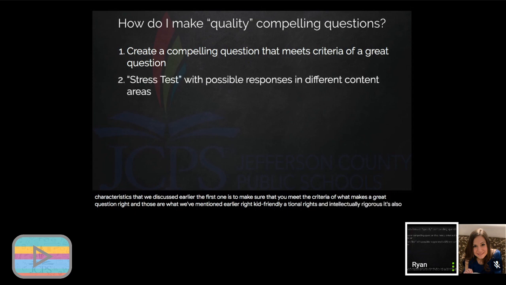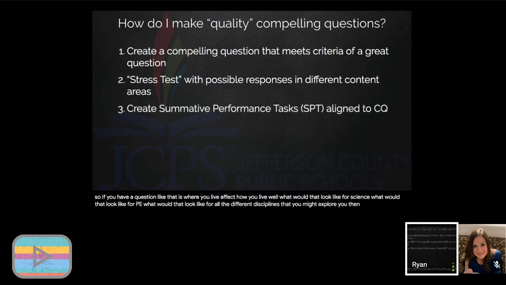It's also recommended that you stress test, right, the compelling question with possible responses if you're using these interdisciplinary. So if you have a question like, how does where you live affect how you live? Well, what would that look like for science? What would that look like for PE? What would that look like for all the different disciplines that you might explore? You then want to create a summative performance task that helps align to that compelling question. That means then that as soon as you have a compelling question, you immediately have the assessment, right?